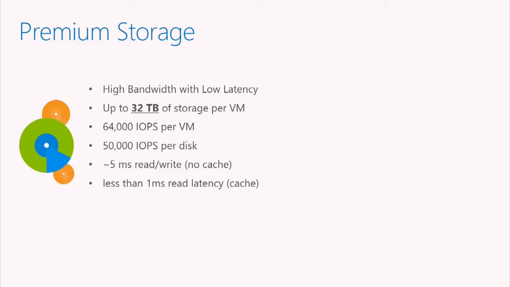And we mentioned premium storage. Premium storage is only available for virtual machines. Very high bandwidth, very low latency. This is the best storage hardware that's available within Azure. Up to 32 terabytes per VM, up to 64,000 IOPS per VM, and 50,000 IOPS per disk with incredibly low storage latency.